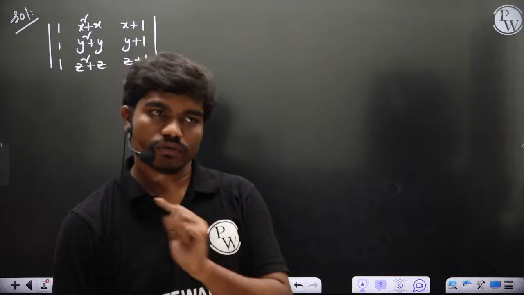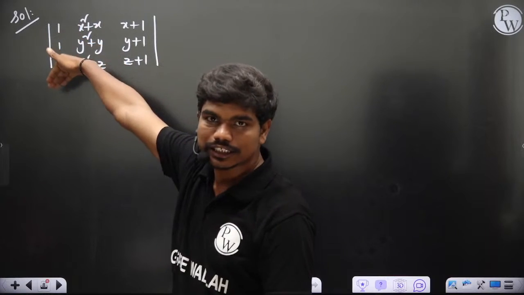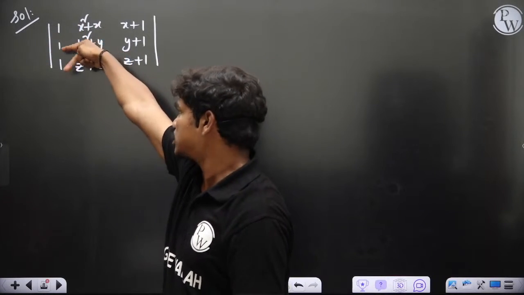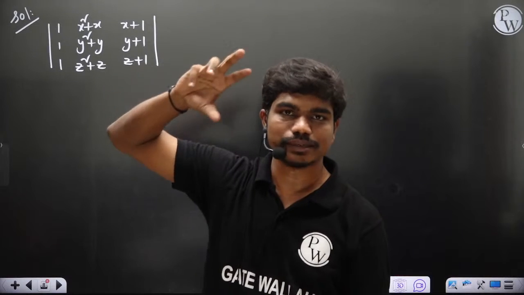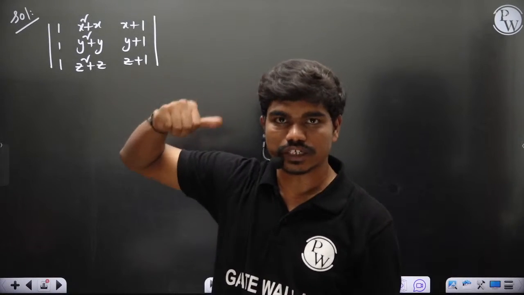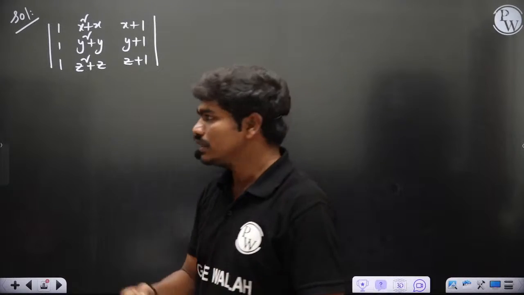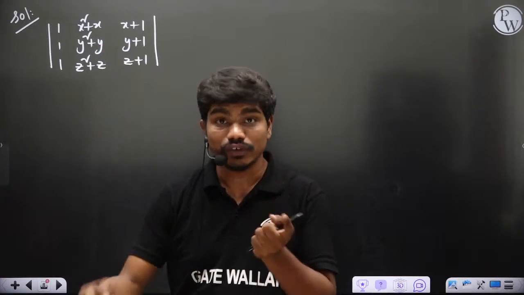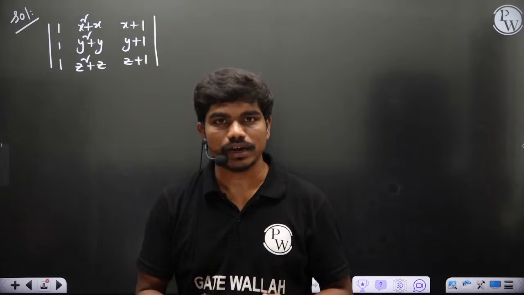Now if you want to solve it, you can apply R2 changes to R2 minus R1, R3 changes to R3 minus R1, then these two elements become zeros and you can calculate the determinant. Similarly, you can calculate the determinant of the matrix given in the question, and check whether the determinants come out equal or not. But in general, whenever there are plus signs within the determinant, you can expand this determinant. I'll show you how today.